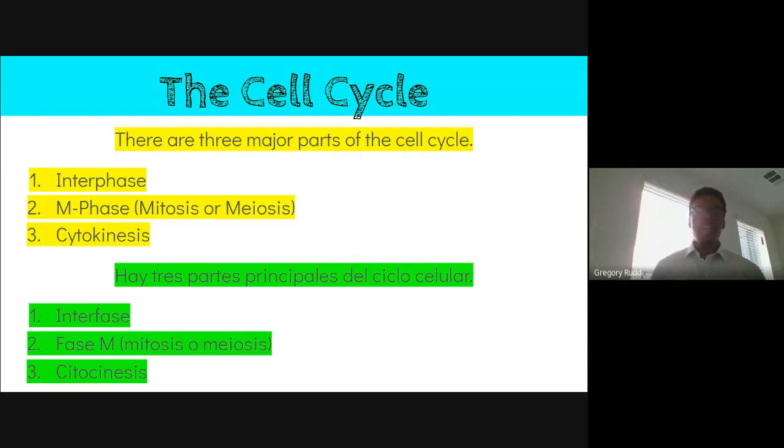Here, again, this is where you can write it down. There are 3 major parts of the cell cycle. The first part is interphase. The second part is M phase. And the third part is cytokinesis. So I'll give you all some time to write that.